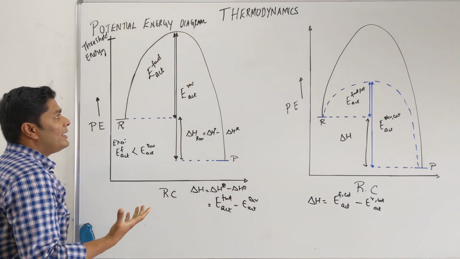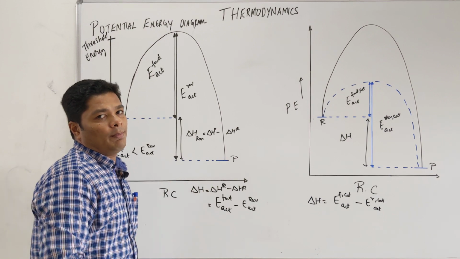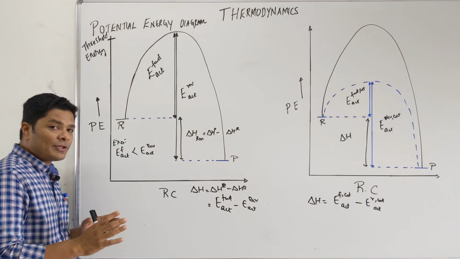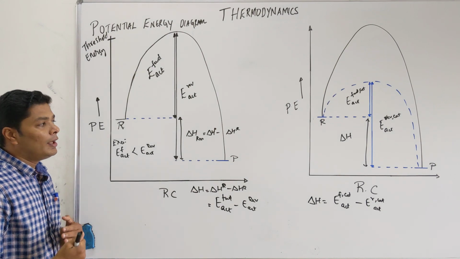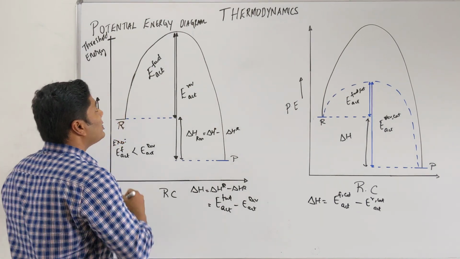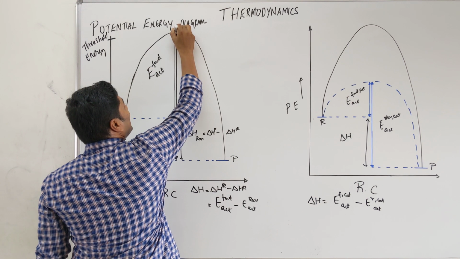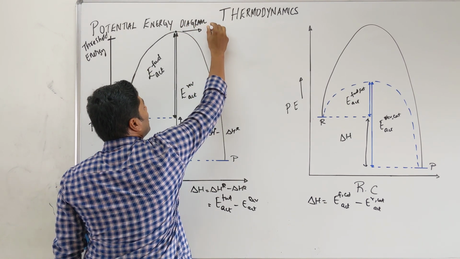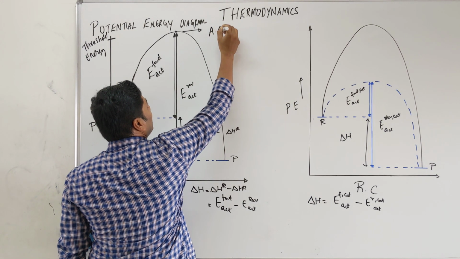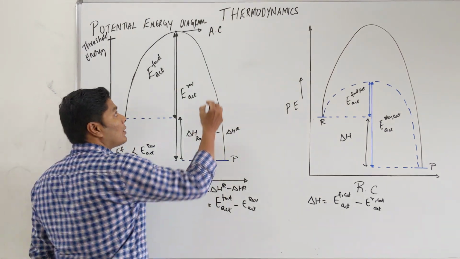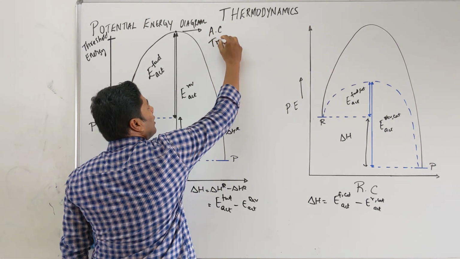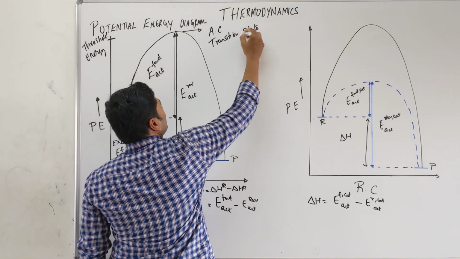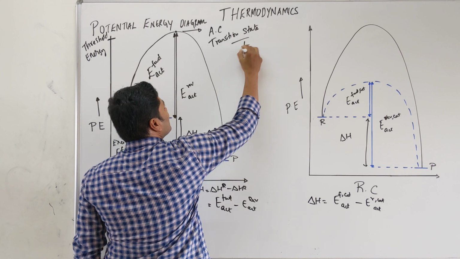So E activation forward and reverse both go up, hence they actually lower the rate. Again, catalyst is going to deal with the kinetics of it, not the thermodynamic part of it. Okay, alright. Now what is this point where there is the highest energy? There what you do is you form something called an activated complex. Activated complex is also called transition state.